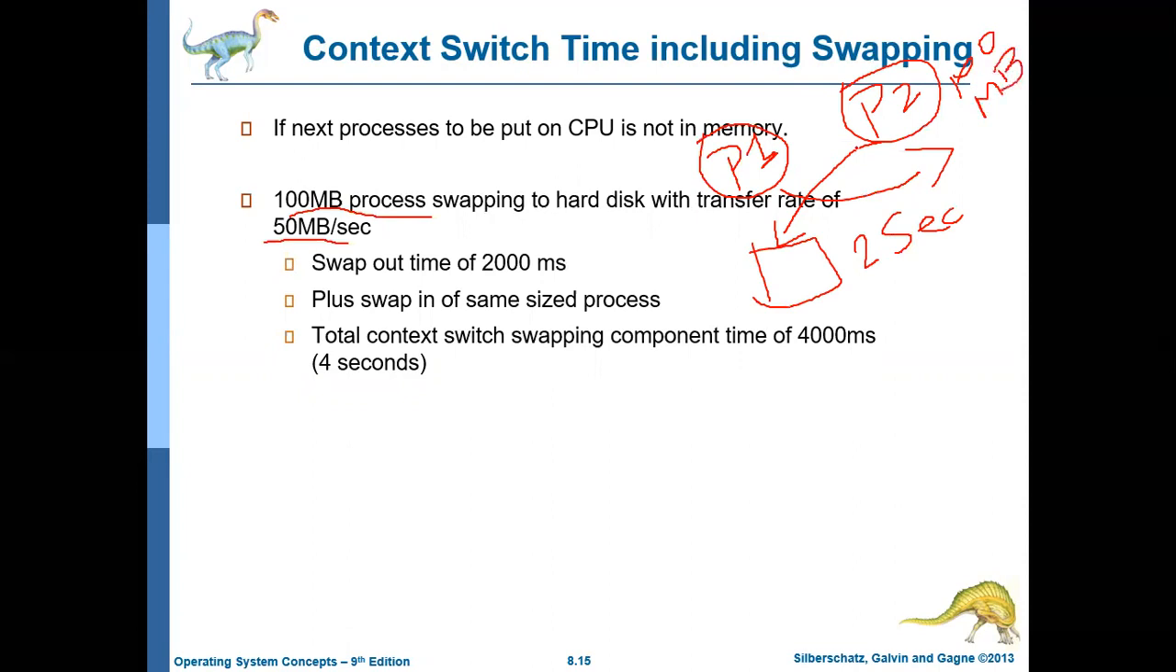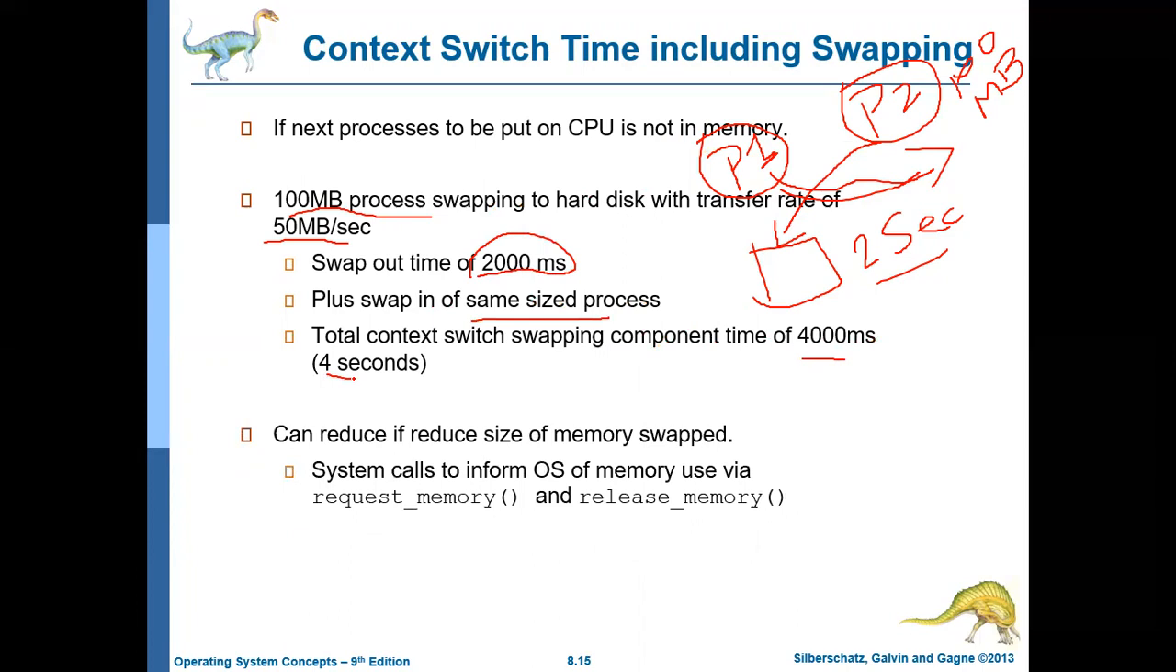Similarly, to swap out P2, we need 2 seconds. To swap in P1, again we need another 2 seconds, because P1 also occupies 100 MB and the transfer rate is 50 MB per second. So totally we need 4 seconds. Swap out time is 2000 milliseconds, which is nothing but 2 seconds, plus swap in time, also the same. So totally 4000 milliseconds, that is 4 seconds, are required. Right?